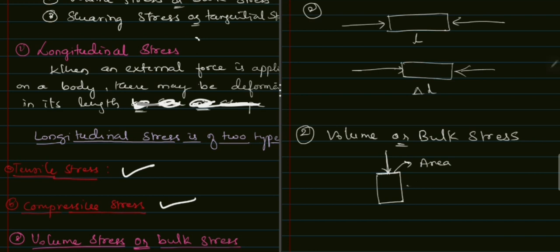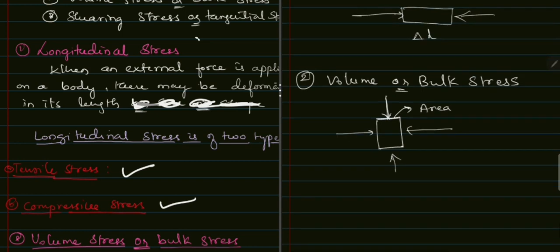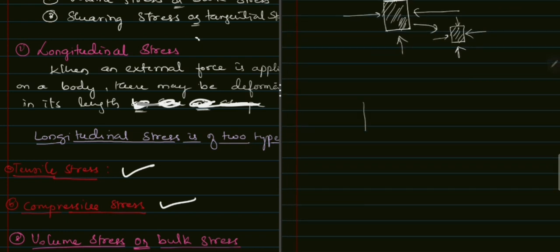So for this bulk stress, we should apply the force in all possible directions. If it is applied like this, then the force is called bulk stress or volume stress. So the body is having the volume here. This body is having the volume. So we are applying force in all directions to the body. That is nothing but the force applied on that volume. That gives the bulk stress.